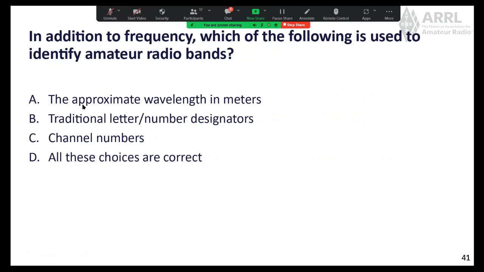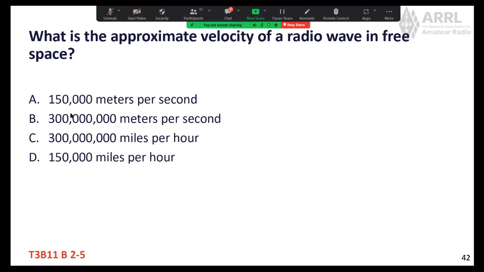In addition to frequency, which of the following is used to identify amateur radio bands? The approximate wavelength in meters. A, the approximate wavelength in meters. What is the approximate velocity of a radio wave in free space? 300 million meters per second, B.